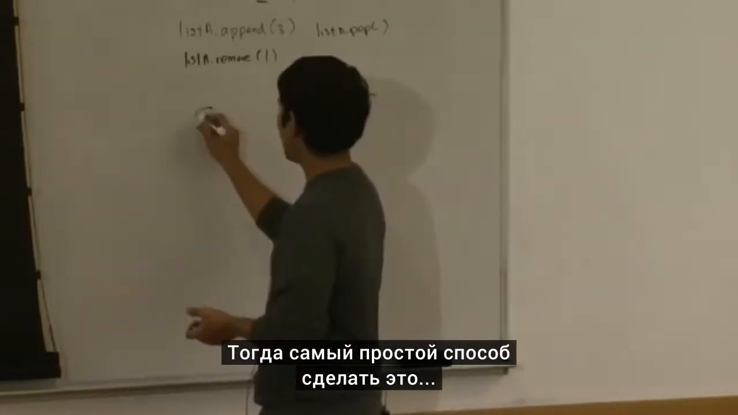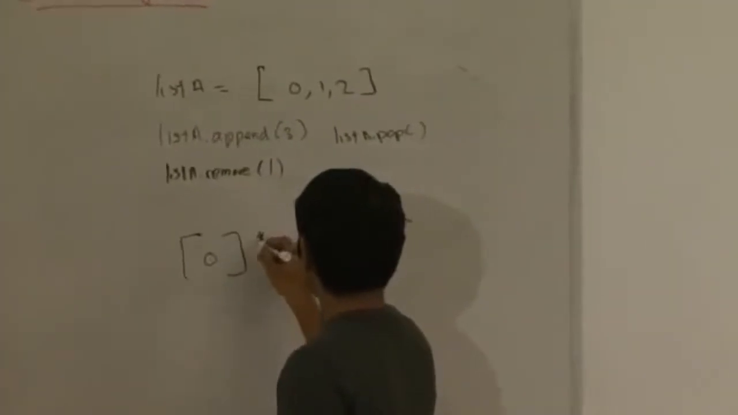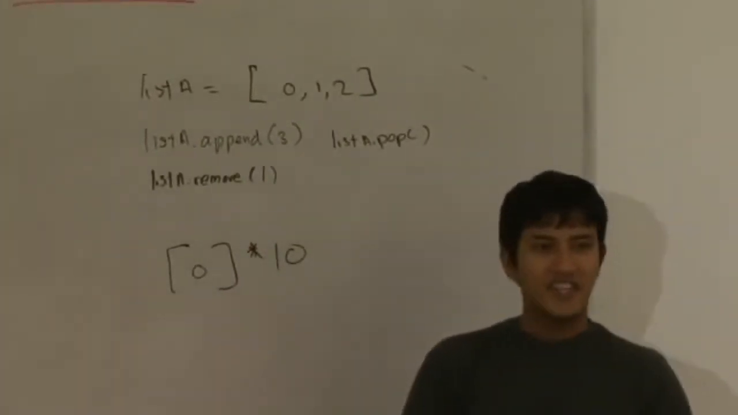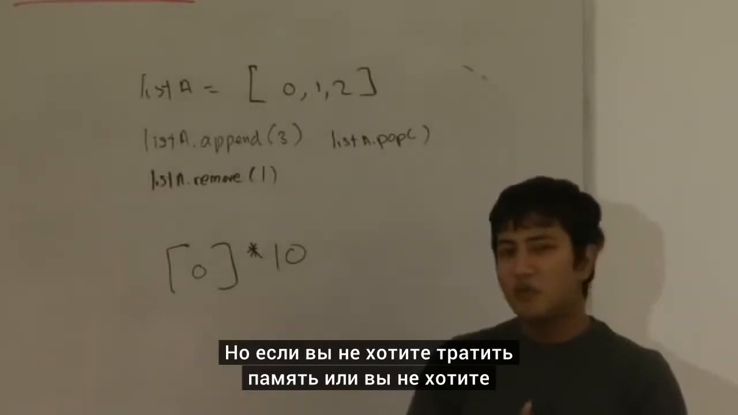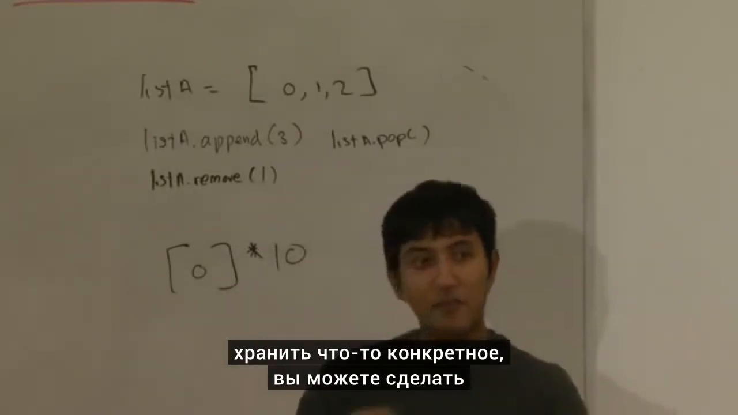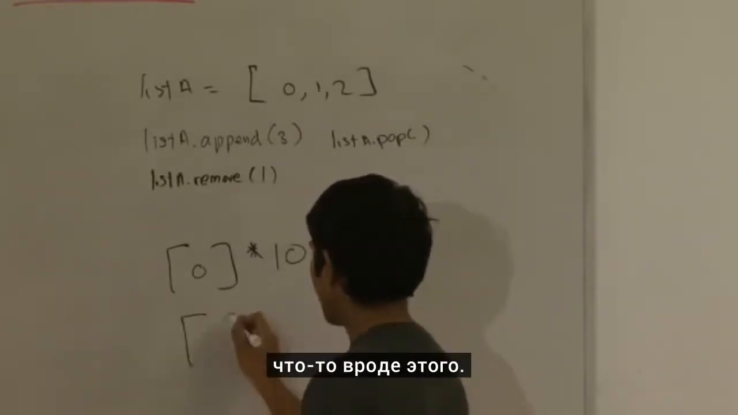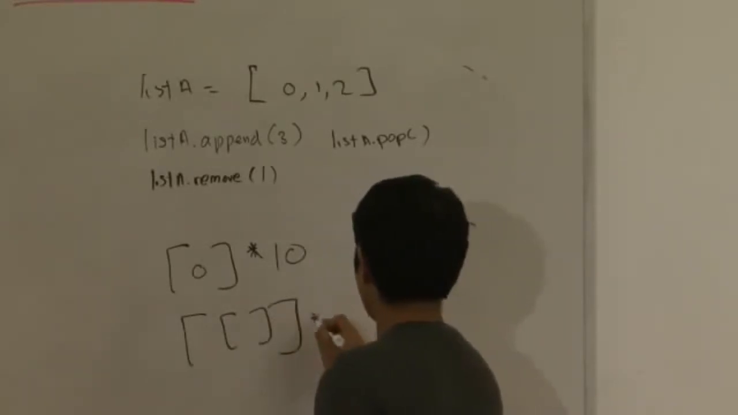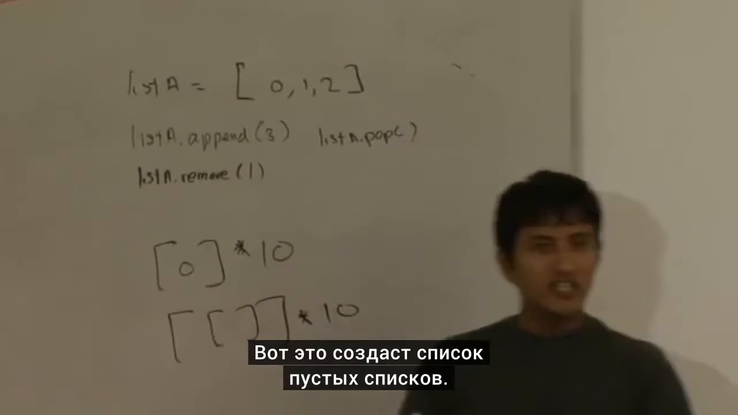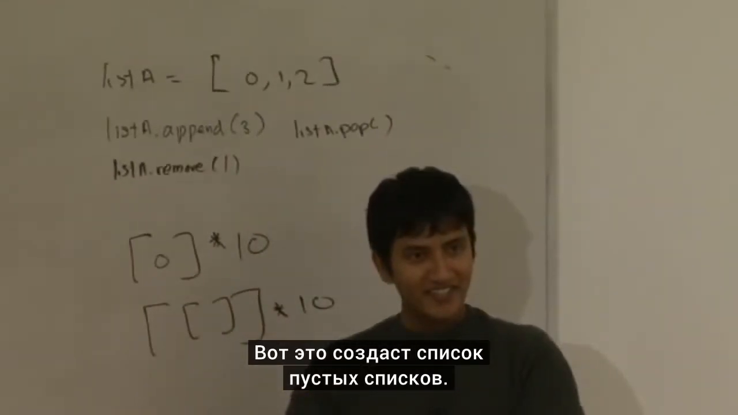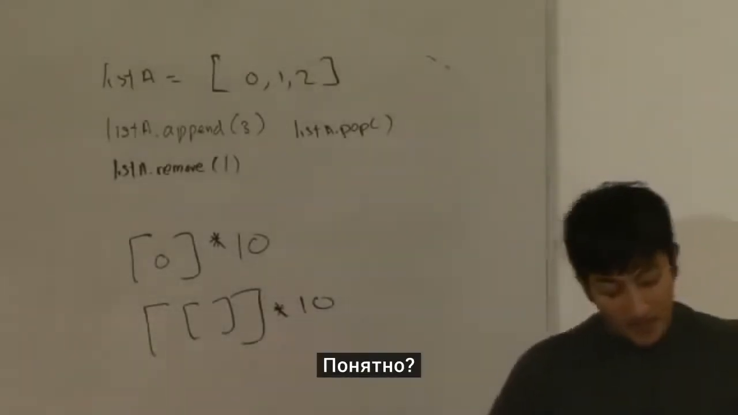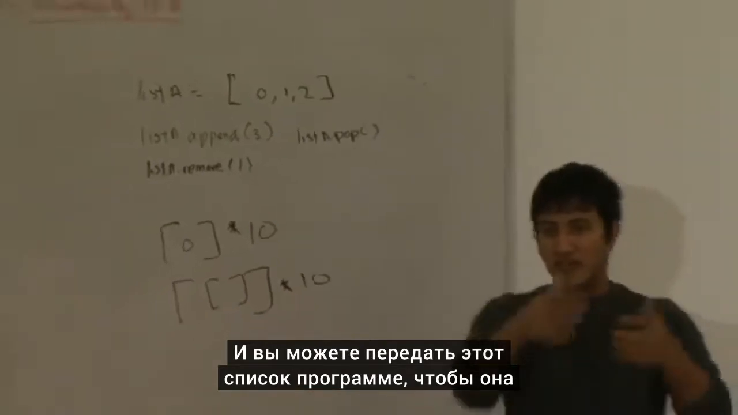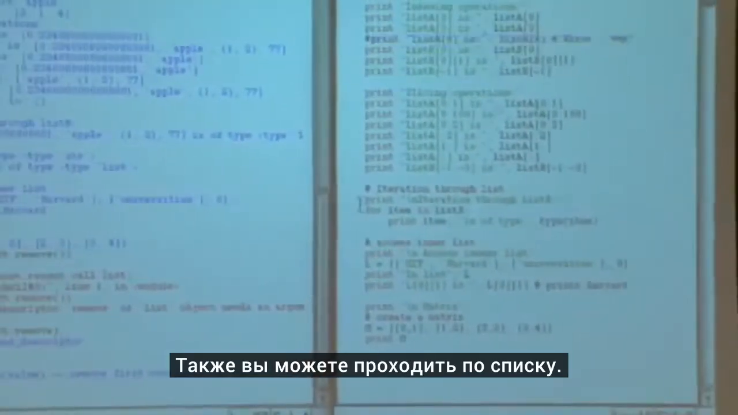Then the easiest way to create the list is this. So it will create a list with 10 elements. But if you don't want to waste memory, or if you don't want to keep anything particular, you could do something like this. Now this will create a list of empty lists, and there will be 10 such empty lists. And you could pass this list to a program so that you will assign the elements. You can iterate through the list the same way.